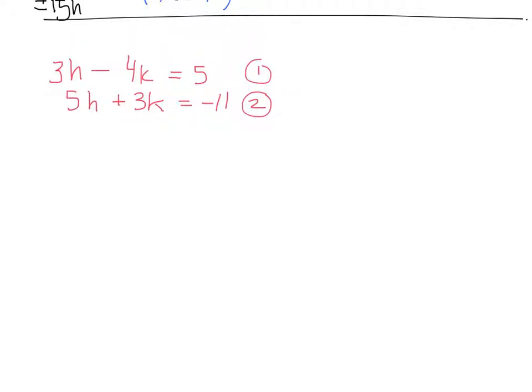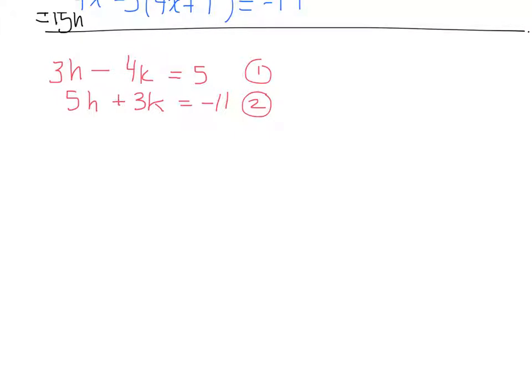Now, if we wanted to eliminate the k's, we would have to look at the coefficients of k. We'd have to look at the negative 4 and the positive 3. And we'd say, okay, what are the multiples of 4 and 3 that they both have in common? What's the smallest number we could make them both equal to that would cancel them out? In this case, also, it happens to be the product of 4 times 3. It's not always going to be the product of those two numbers.